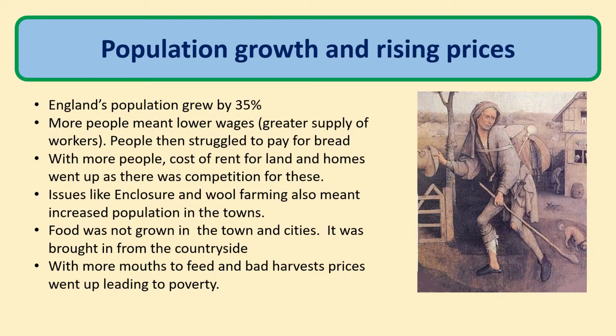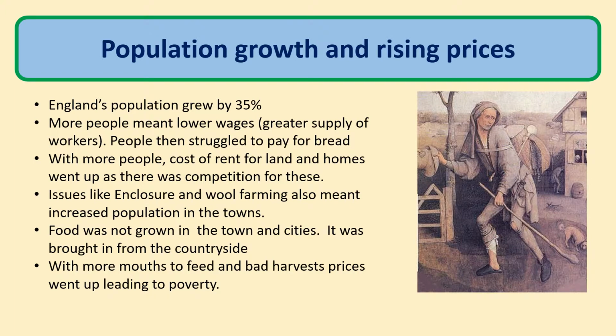Another big reason was England's population. It was rising by around about 35%, but if you said a third, that would do as well. Now, more people meant lower wages, and the reason for that is there was a greater supply of workers, and when there's a greater supply, you don't have to think about paying people more. There's enough workers out there that you can keep your prices the same, and they'll be glad for that. So that meant that people were then struggling to pay for simple things such as bread.